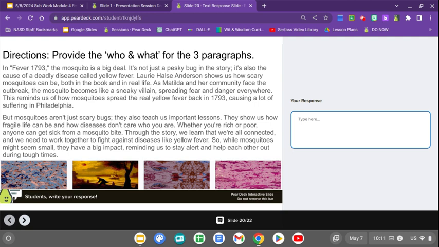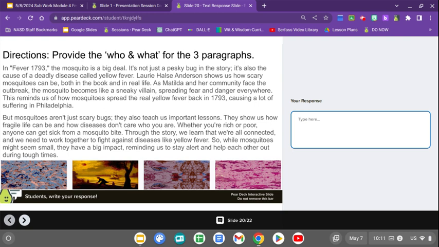In Fever 1793, the mosquito was a big deal. It's not just a pesky bug in the story, it's also the cause of a deadly disease called yellow fever. Laurie Halse Anderson shows us how scary mosquitoes can be, both in the book and in real life. As Matilda and her community face the outbreak, the mosquito becomes like a sneaky villain, spreading fear and danger everywhere. This reminds us of how mosquitoes spread the real yellow fever back in 1793, causing a lot of suffering in Philadelphia.